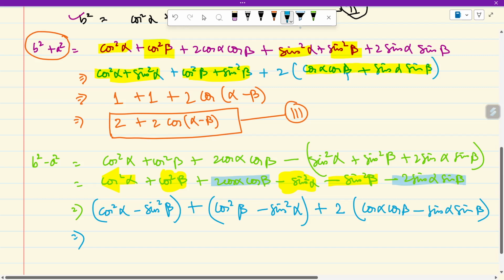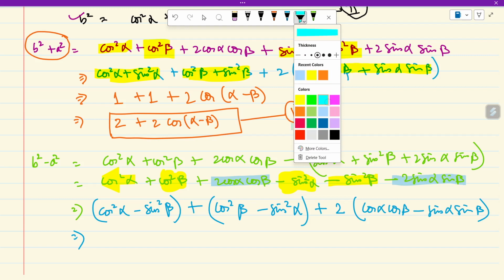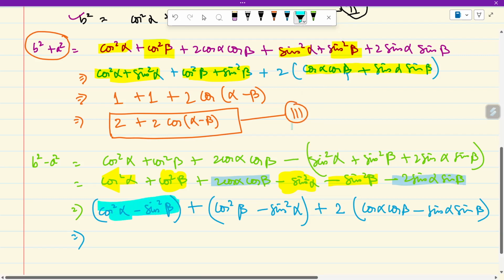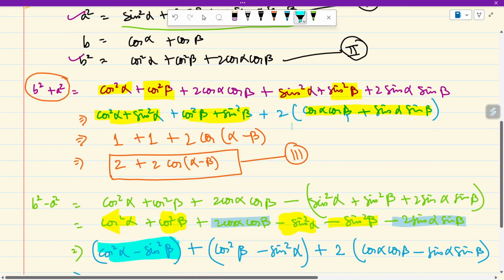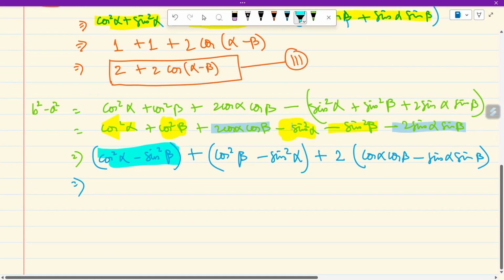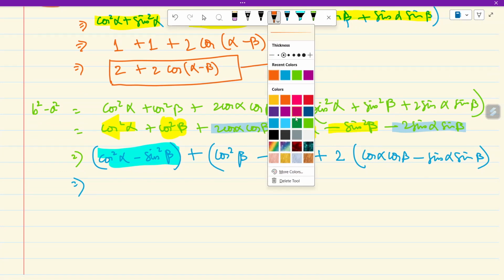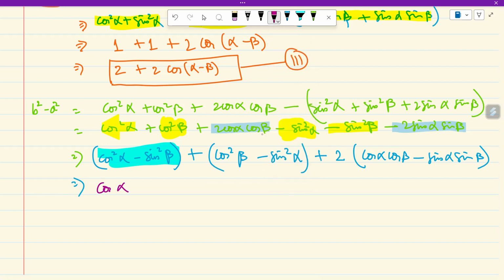So what is happening here? We are getting cos square alpha minus sin square beta. According to this formula, cos square alpha minus sin square beta can be written as cos(alpha plus beta) cos(alpha minus beta). So we will write it in that fashion: cos(alpha plus beta) into cos(alpha minus beta).